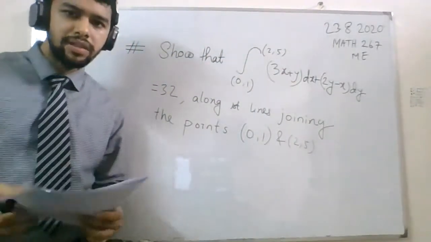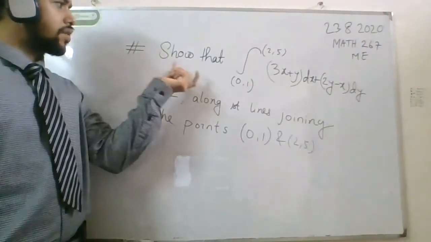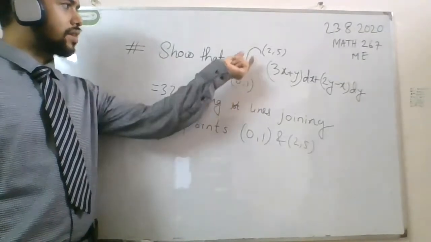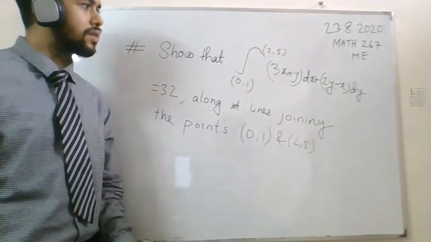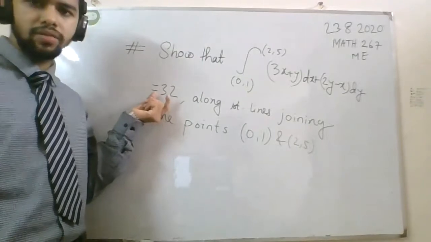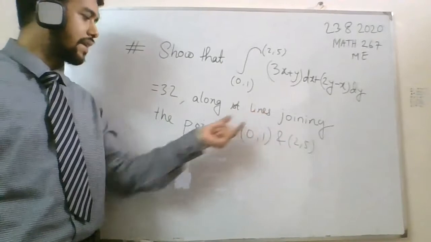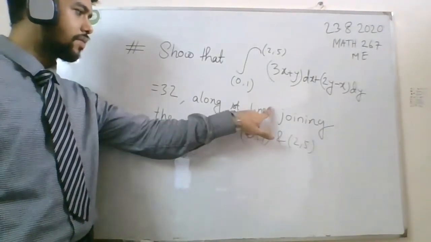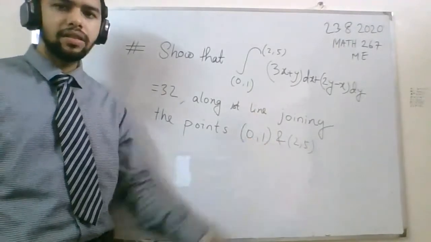So can you see my board clearly, everyone? Yes, sir. Okay. So today's problem is: show that the integral from (0, 1) to (2, 5) of (3x + y) dx + (2y - x) dy equals 32. You have to show that along the straight line joining the point (0, 1) and also the point (2, 5).